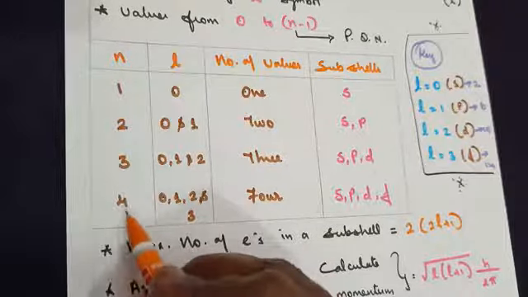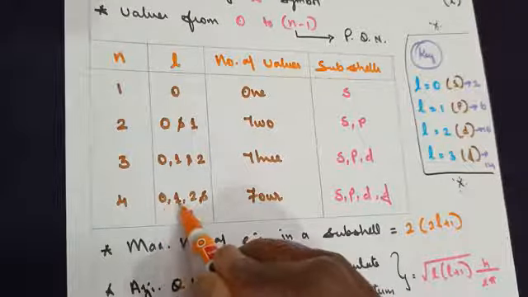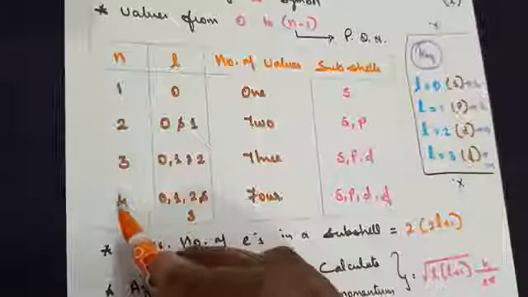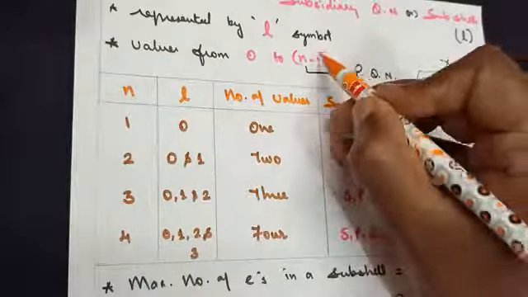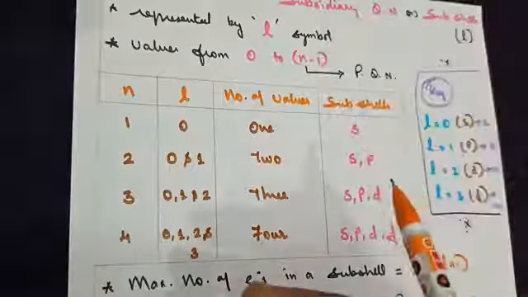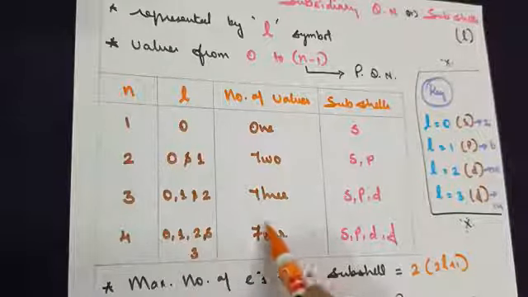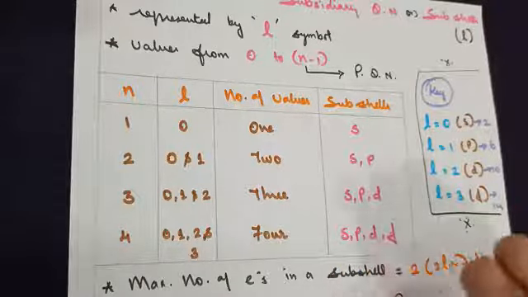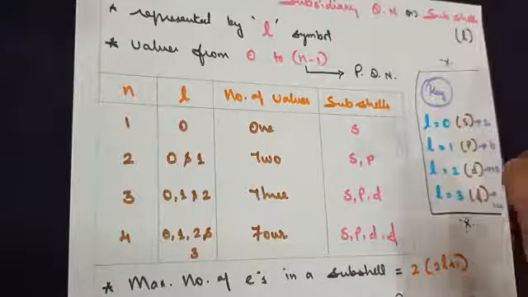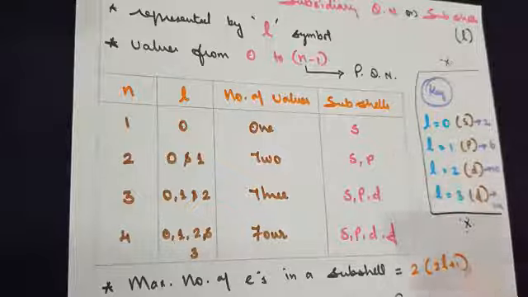And the last one, if n equals 4, L equals 0, 1, 2 and 3. If you want, you can substitute into the formula n minus 1. So 4 minus 1 gives you 3. So you should have 0, 1, 2 and 3. How many values are found? 4 values. So how many orbitals will be available? S orbital, p orbital, d orbital and f orbital.